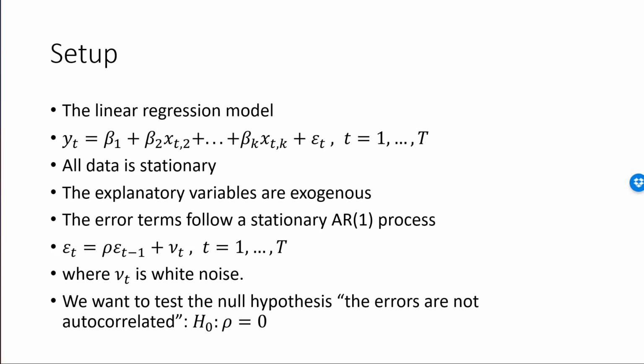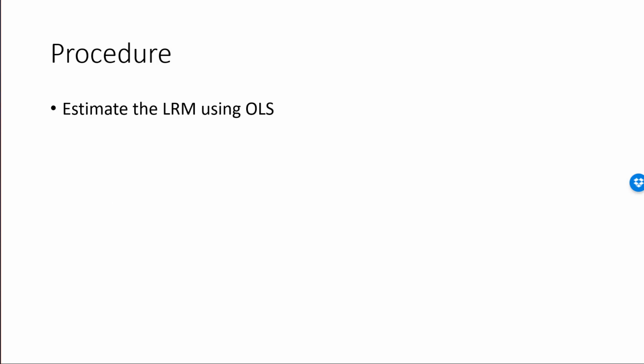So based on this argument, here is the procedure for testing for autocorrelation. You just begin by estimating the linear regression model using OLS. So you get estimates of all the betas, we call those b, but remember that also gives you all the OLS residuals. So save all the OLS residuals. We call them e1 through eT.